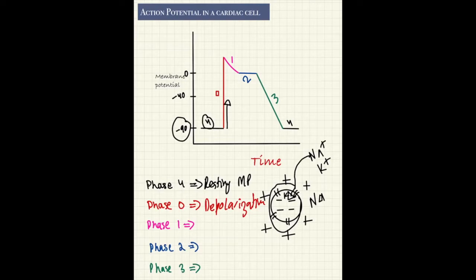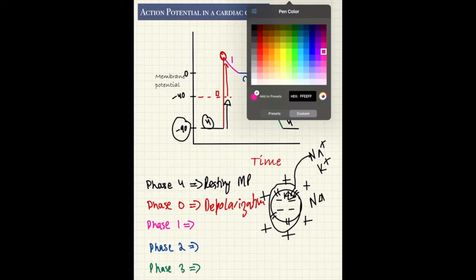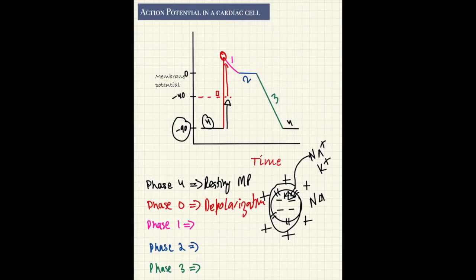Okay? Once we hit negative 40, which is a threshold, all of the sodium channels and calcium channels open up, pushing it up to the peak, which is right here. Now, once we hit the peak, the sodium channels shut off and potassium channels start to open. And this is called early repolarization.